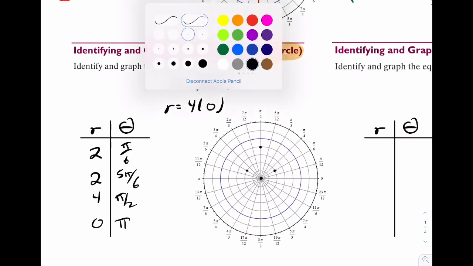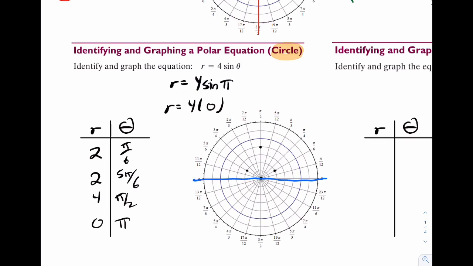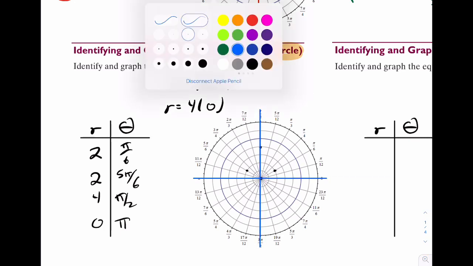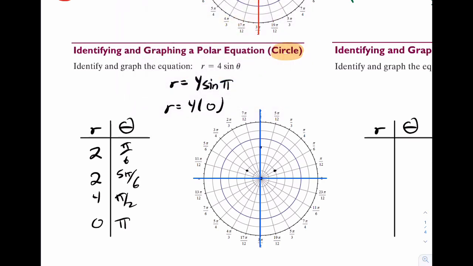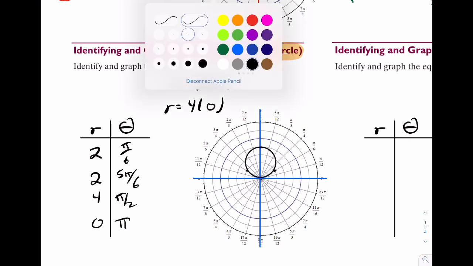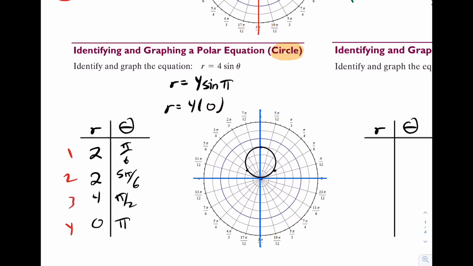Now to make it easier, I'm going to draw in the axis. Here's the x-axis, here's the y-axis. It'll make it a little bit easier to see the circle. Because now, when I try to draw this, there it is. There's our nice circle. 1, 2, 3, 4. So again, here's our first point. Here's our second point. Here's our third point, and right there is our fourth point. So pretty cool. There's our circle, and notice how it's sitting right on top of the x-axis. So there's our first one.